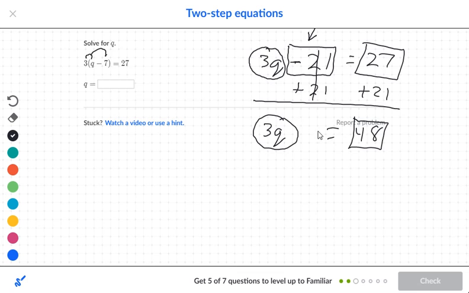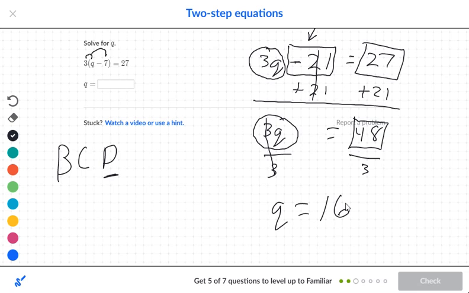Okay, we do. So now we want to move up to divide, because remember the rule, B, C, D. So go ahead and divide this by 3. Cross that out. So we get q is equal to 16.